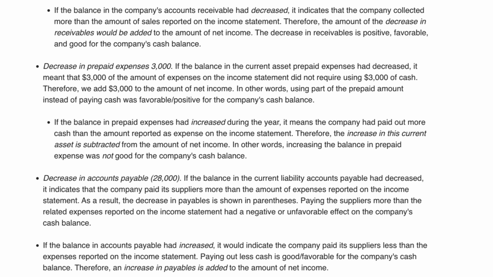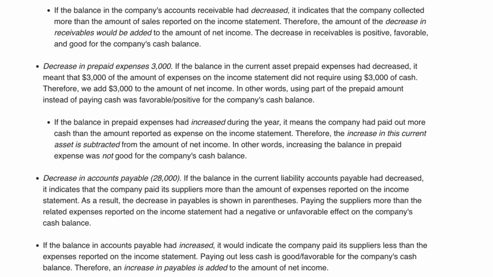If the balance in prepaid expenses had increased during the year, it means the company had paid out more cash than the amount reported as expense on the income statement. Therefore, the increase in this current asset is subtracted from the amount of net income. In other words, increasing the balance in prepaid expense was not good for the company's cash balance.